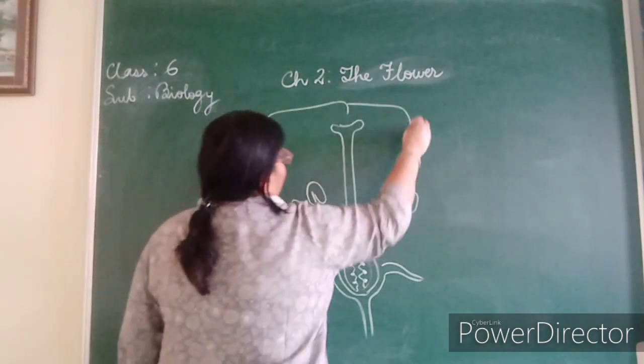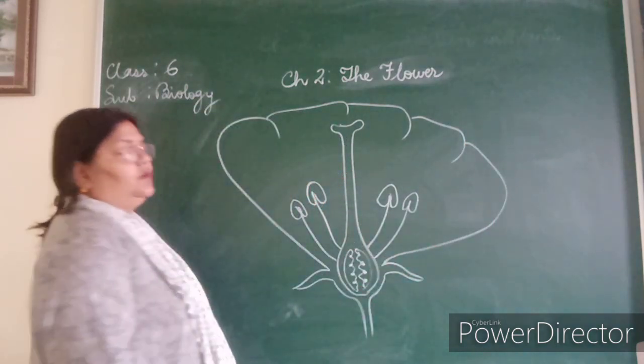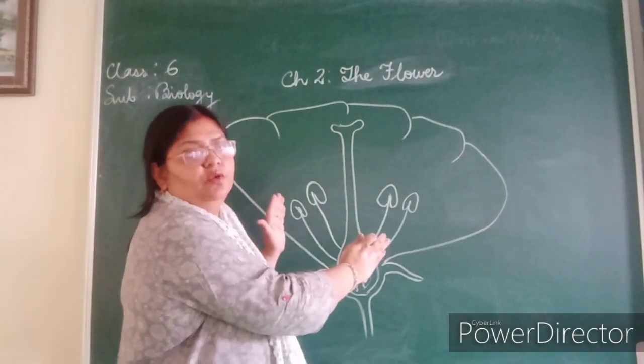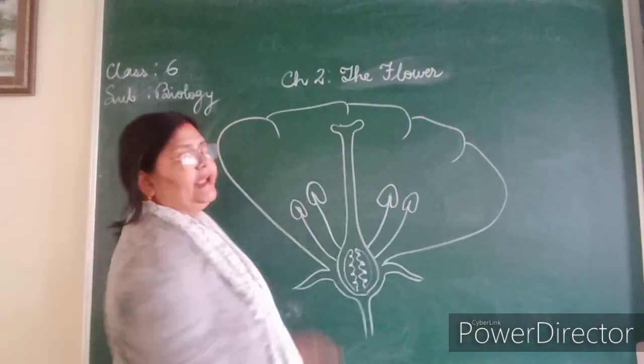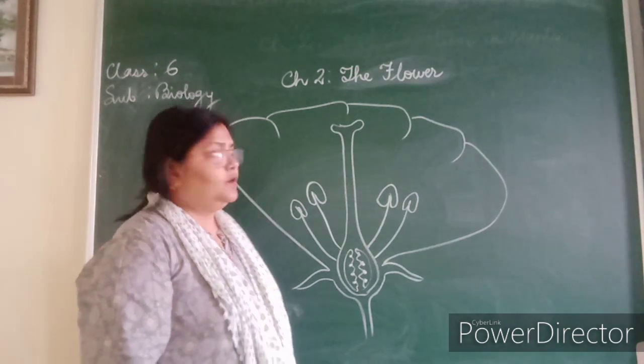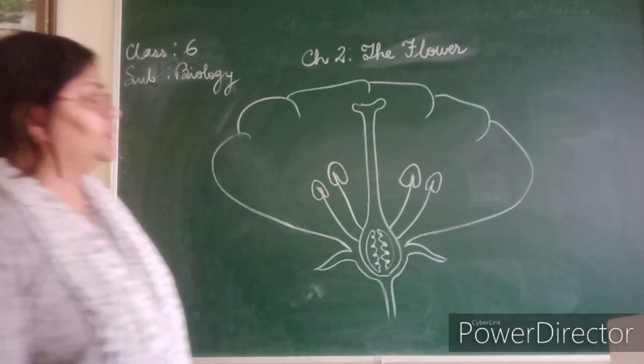drawing the petals. Just cover all the parts in your diagram. See that you draw it in the center of your notebook, and there is place on either side so that you can label the parts. Okay. The diagram is ready. So let us now label it.